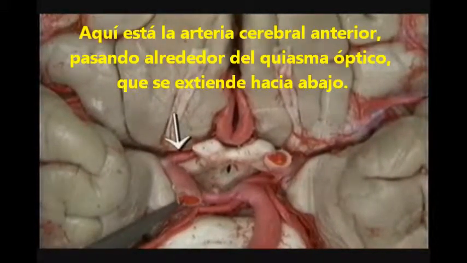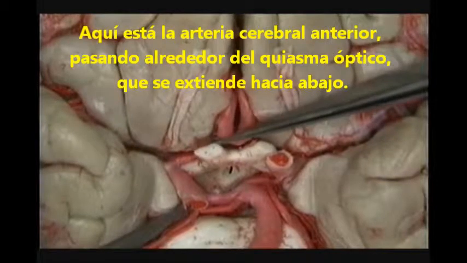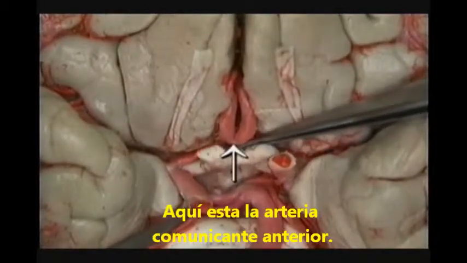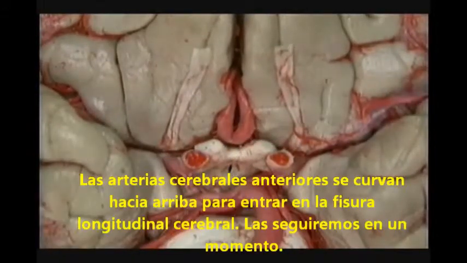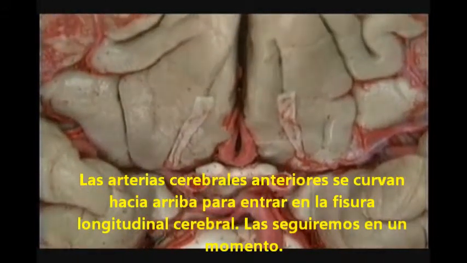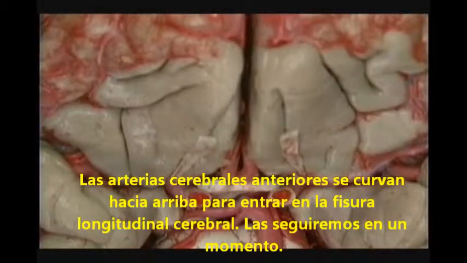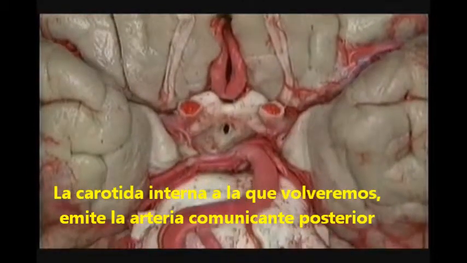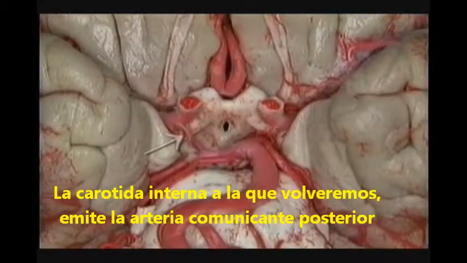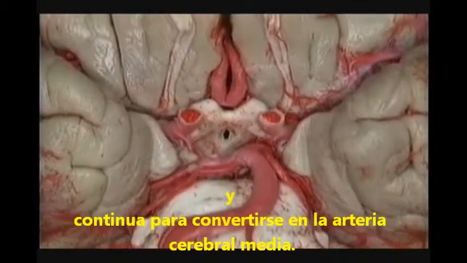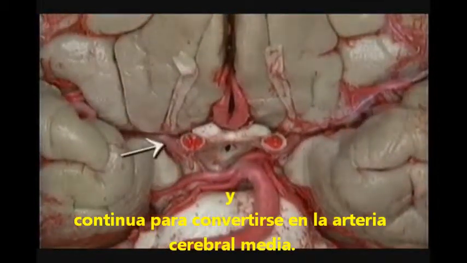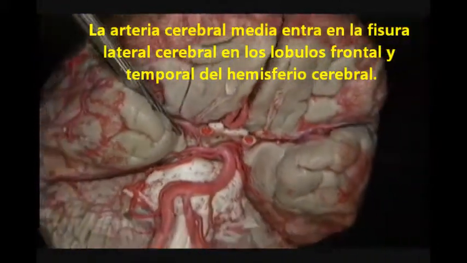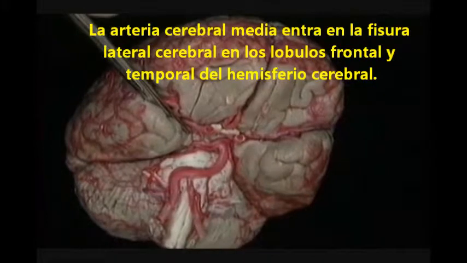Here's the anterior cerebral artery passing around the optic chiasm, which will pull downwards. Here's the anterior communicating artery. The two anterior cerebral arteries turn upwards to enter the longitudinal cerebral fissure. We'll follow them shortly. The internal carotid, which we'll go back to, gives off the posterior communicating artery, then continues to become the middle cerebral artery. The middle cerebral artery enters the lateral cerebral fissure between the frontal and temporal lobes of the cerebral hemisphere.